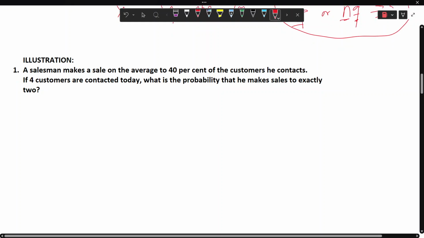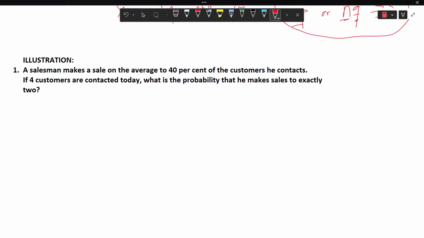Now let's take an illustration. A salesman makes a sale on average to 40% of the customers he contacts. If 4 customers are contacted today, what is the probability that he makes sales to exactly 2 of the customers? Now let's identify our variables here. So a salesman is able to make a sale on average 40%. So now let's say that anytime the salesman contacts a customer, there's a 40% chance that he is going to make a sale.